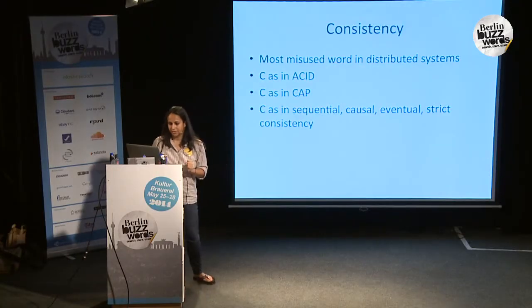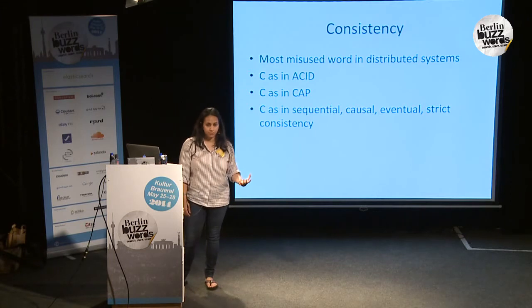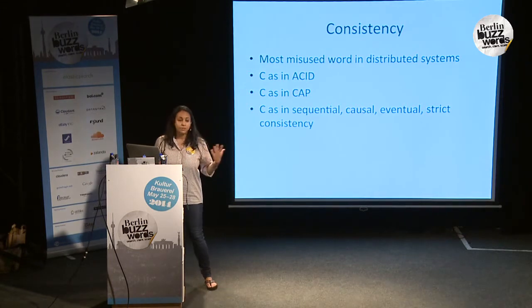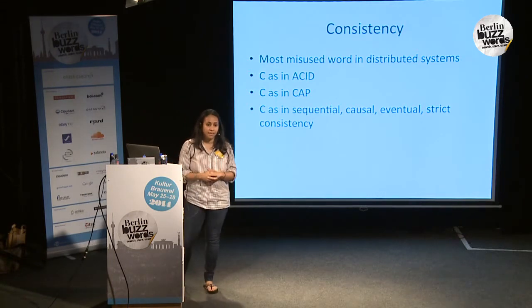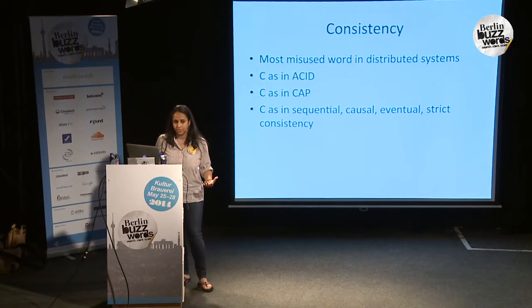Then there's consistency as in the CAP theorem. This stands for consistency, availability, and partition tolerance. And this is consistency in the case of multiple servers. The previous one, we can talk about in the case of one server too. In one server, we can totally screw things up and not have consistency. So the CAP theorem really relies on the definition of consistency that applies to many servers.